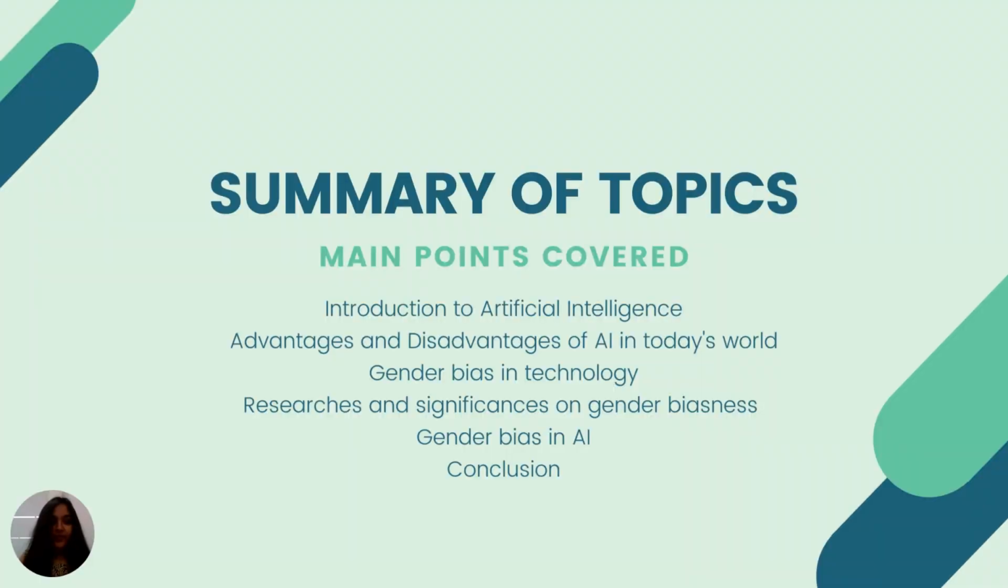So the topics covered in this presentation are basically an introduction to artificial intelligence. Then I'll be briefing you a little on the advantages and disadvantages of AI in today's world. Then I'll be talking about gender bias in technology. Then I'll be stating the researches and significances which have shown the gender biasness. Lastly, I'll be talking about gender bias in AI, followed by the final conclusion.